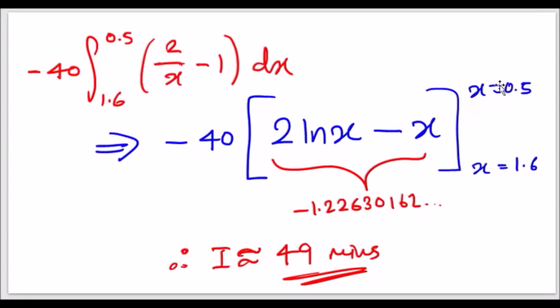Then you just plug in the values, and we just say when x equals 0.5, you plug in 0.5 here first, minus, then you plug in 1.6, and those two should come to a value like this, minus 1.226, and so on. Then times that by minus 40, and you should get a time of roughly 49 minutes.